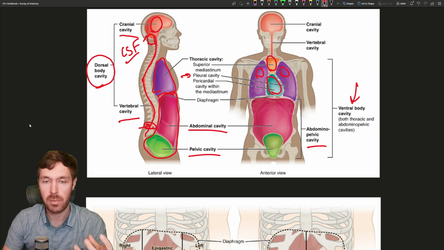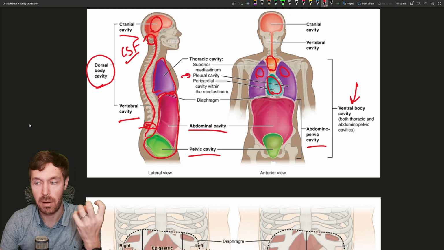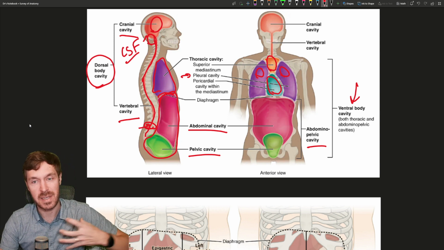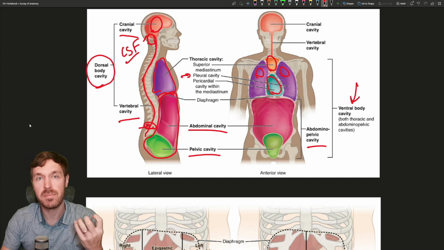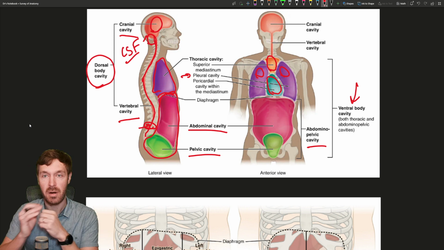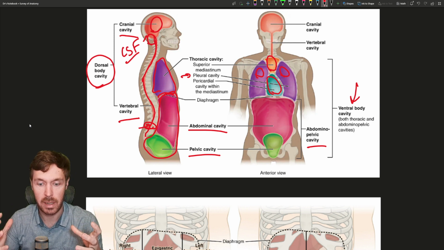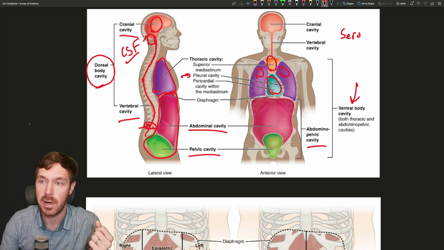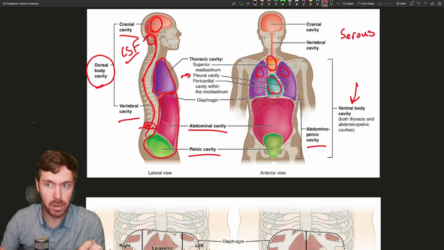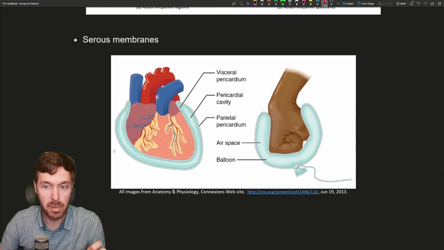Now, one reason why these cavities exist is that these are organs that are moving a lot. Think of your heart pumping, think of your lungs expanding and contracting with every breath you take. That much movement can start building up friction if they're rubbing against something. So they do this thing where they can reduce that friction via something called serous membranes. And so I'll jump ahead here in the talk and skip over this image and just go over serous membranes quick.